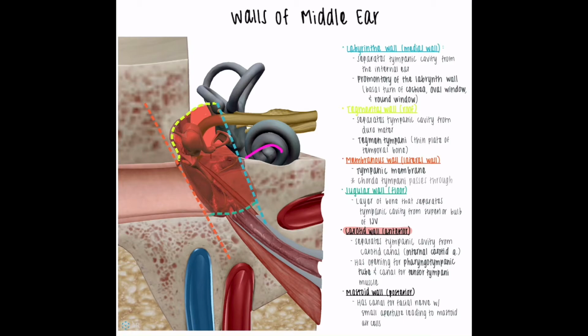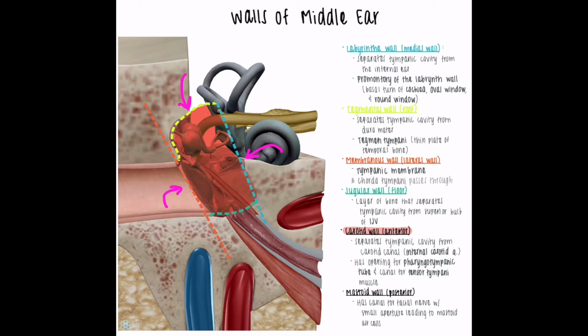The labyrinth wall separates the tympanic cavity from the internal ear and is made up of the cochlea, oval window, and the round window. The tegmental wall, which is the roof, is made up of the tegmen tympani, and this separates the tympanic cavity from the dura mater. The membranous wall, which is the lateral wall, is made up of the tympanic membrane, and the chorda tympani, which is a branch of the facial nerve, passes through this.